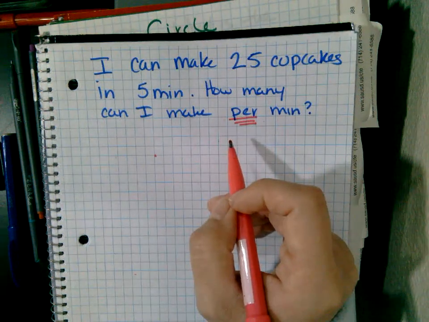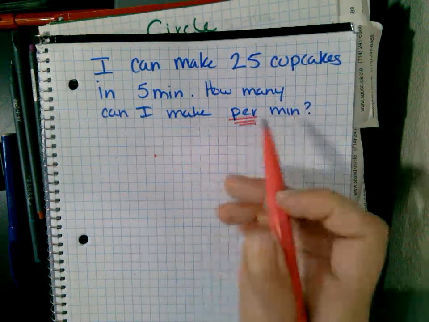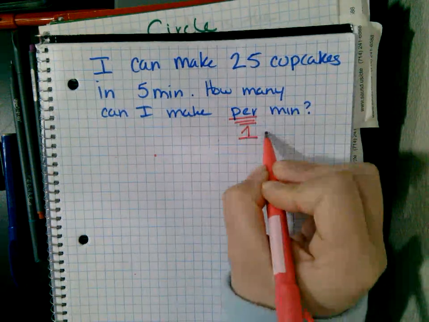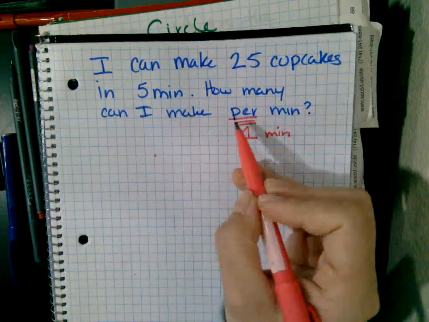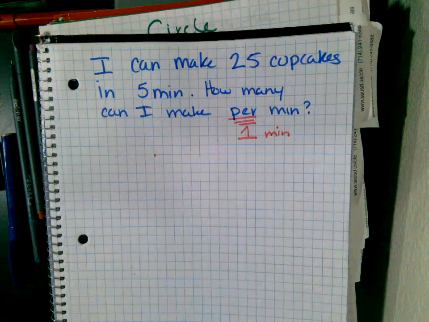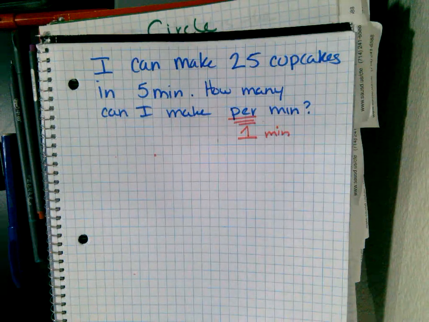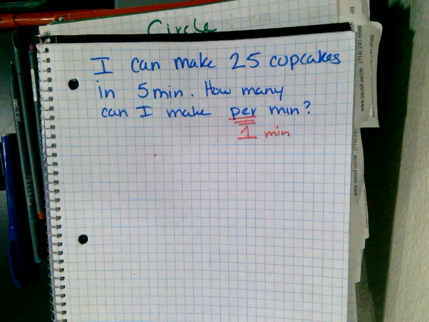Wait, is it you can make 125 cupcakes? How many can I make per minute? So per means 1 minute. So when you read the word per, it means one. The word per in math means two things, one of which is one. Okay?